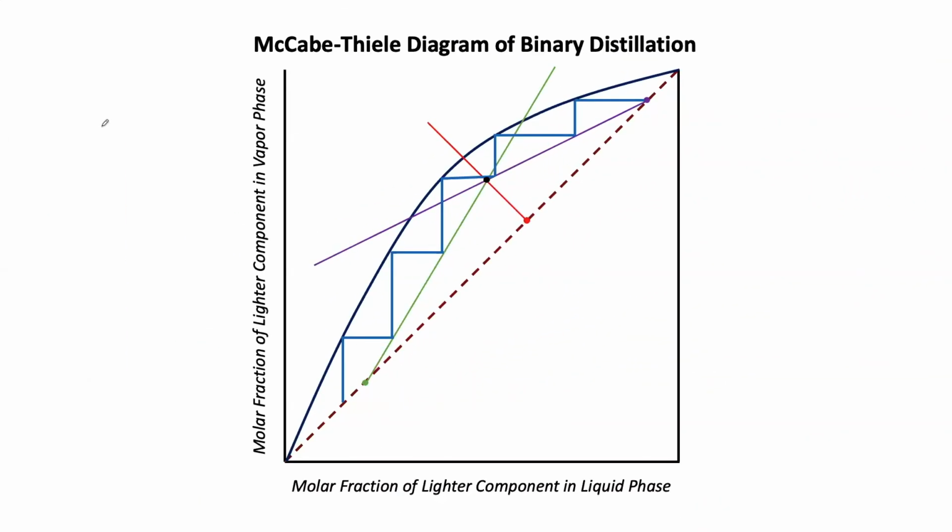Generally, for a binary mixture, you can use a McCabe-Thiele diagram to model your distillation column. This type of diagram is useful for determining the minimum number of trays and feed stages for a particular feed stream and or distillation purity. So on your y-axis here, you have your molar fraction of the lighter component in the vapor phase, represented by y. And on your x-axis, you have the molar fraction of the lighter component in the liquid phase, represented by x.